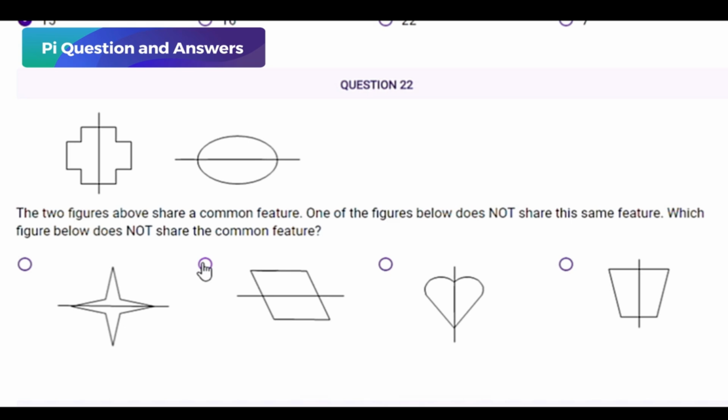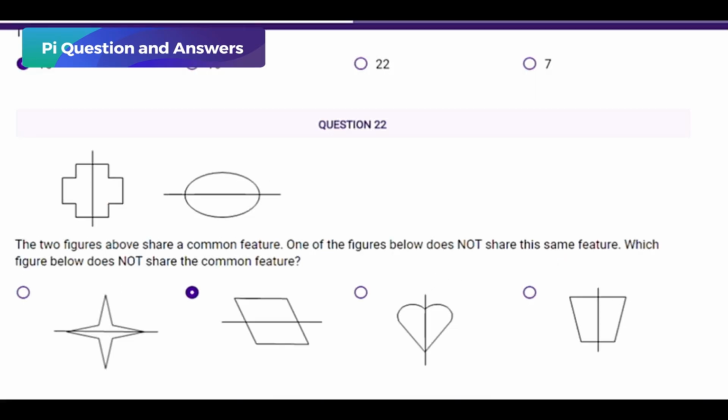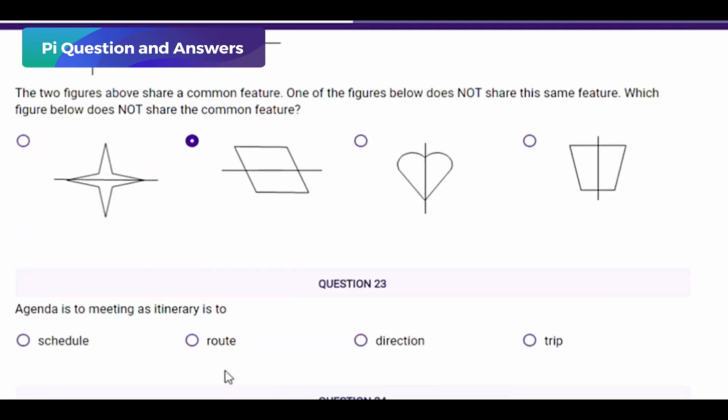Since the slanted rectangle does not have symmetry like the top two figures, the slanted rectangle is the one that does not share the common feature. Final answer, option B. Question type: analogy, relationship comparison.